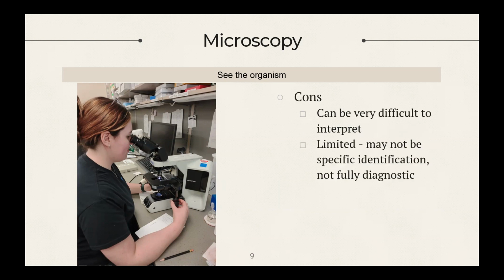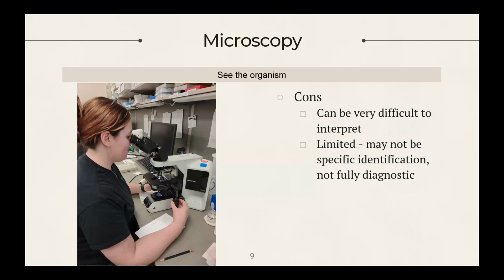There are some cons. Cons is that it can be very difficult to interpret. I tell people all the time, looking at direct gram stains directly done on a specimen is the most difficult thing that we do in microbiology. It's a hard thing to do, a hard thing to get right. There's a lot of interpretation that goes into it.